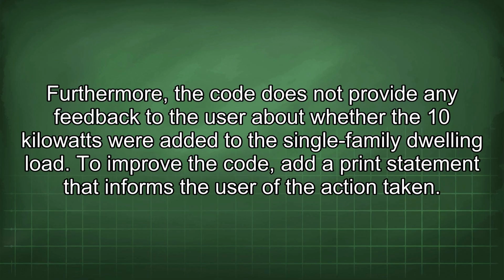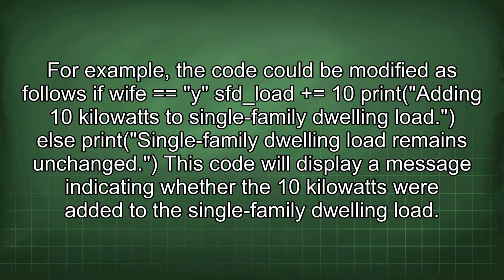Furthermore, the code does not provide any feedback to the user about whether the 10 kilowatts were added to the single-family dwelling load. To improve the code, add a print statement that informs the user of the action taken. For example, the code could be modified as follows: if wife == Y: SFD_load += 10, print "Adding 10 kilowatts to single family dwelling load", else print "Single family dwelling load remains unchanged." This code will display a message indicating whether the 10 kilowatts were added to the single family dwelling load.